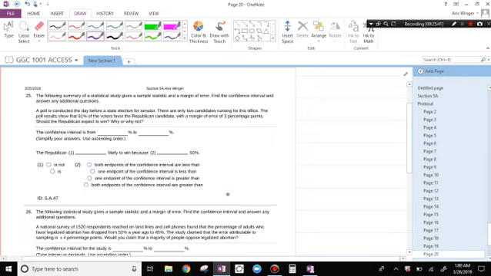The following summary of a statistical study gives a sample statistic and a margin of error. Find the confidence interval and answer any additional questions. So the confidence interval is you're going to go from one low number to a high number, and it's given by the margin of error.